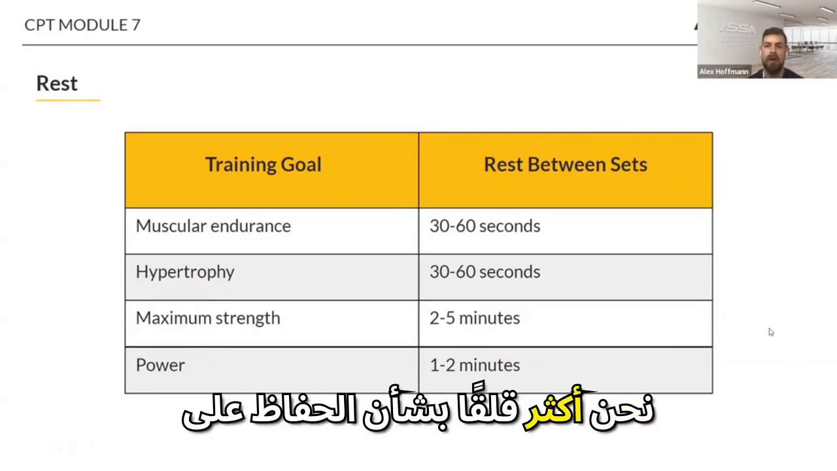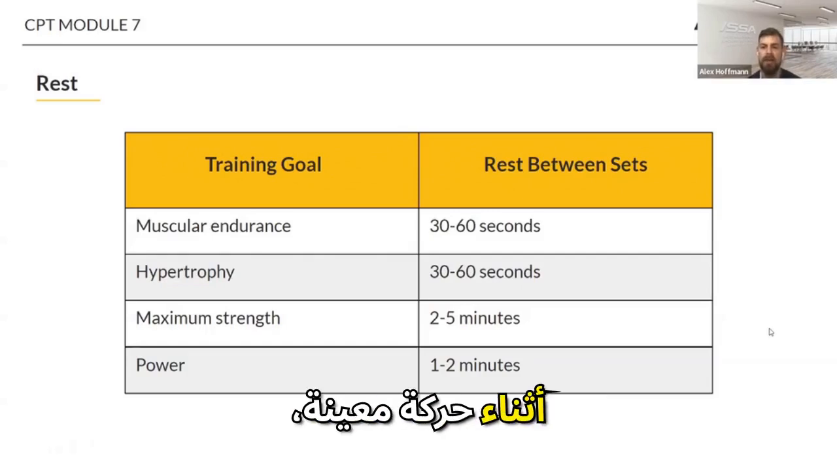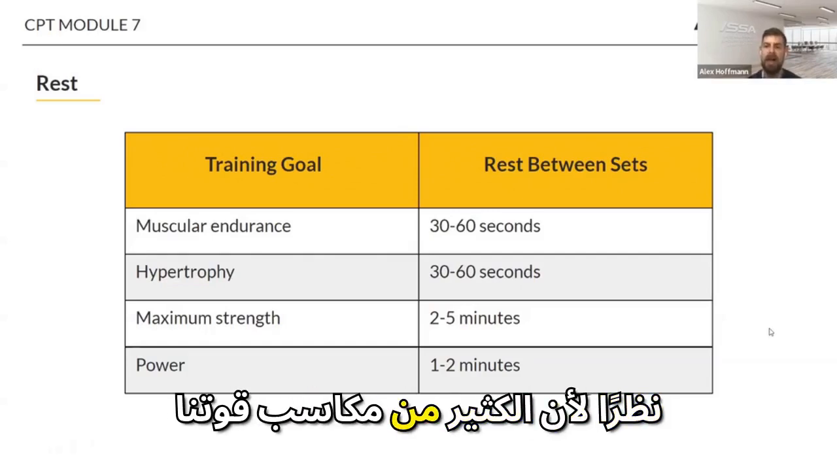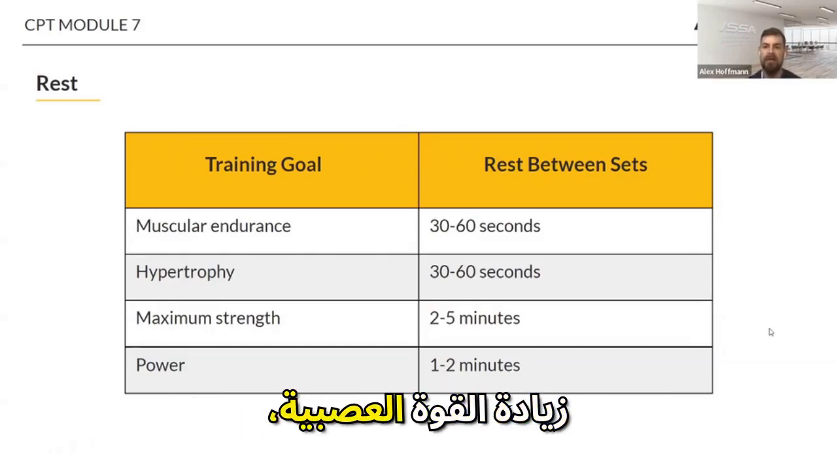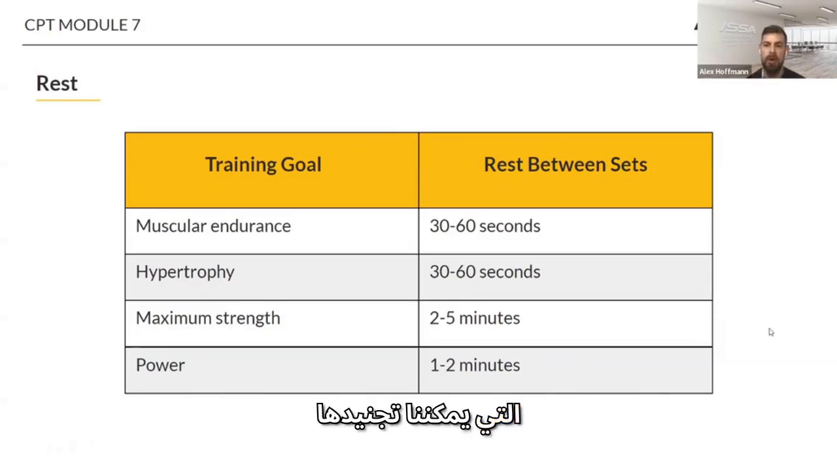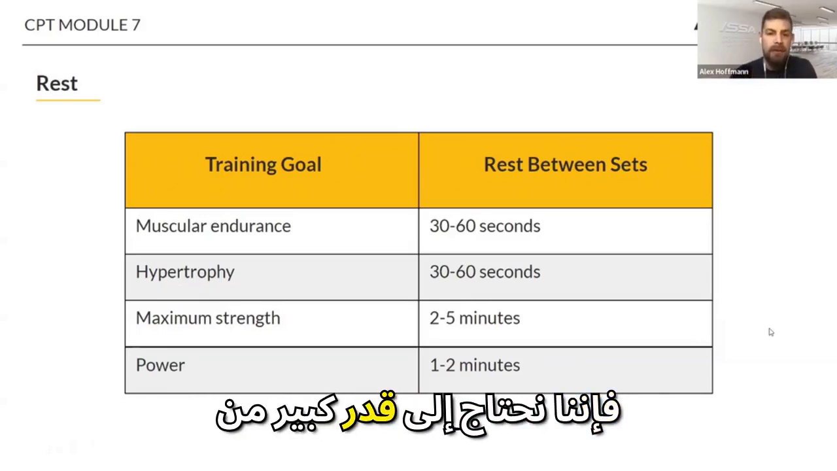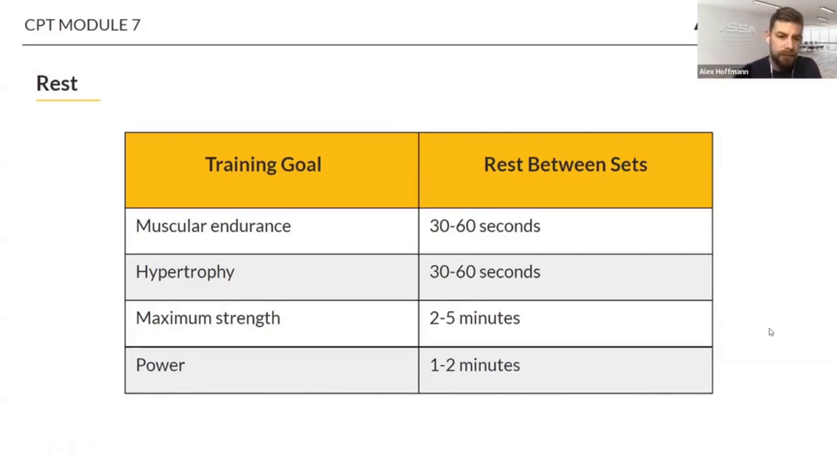We're more worried about maintaining total body coordination during a given movement, since a lot of our muscular strength gains come in the form of increasing neurological strength, which is the amount of motor units that we can recruit in a given movement. In order to do that, we need quite a bit of rest in between exercise.